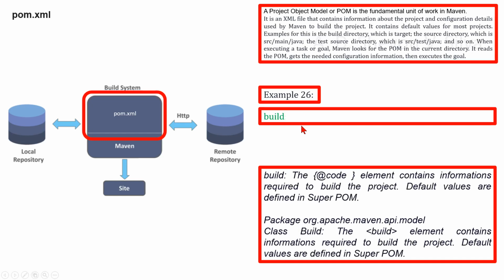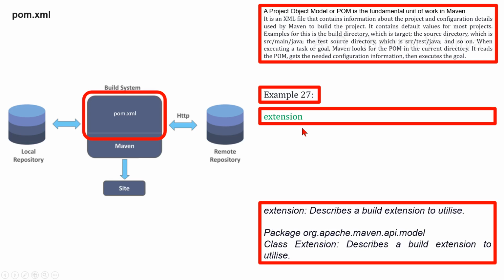Build. The build element contains information required to build the project. Default values are defined in a super POM. Regarding API, the class Build in package org.apache.maven.api.model. The build element contains the information required to build the project. Default values are defined in the super POM.